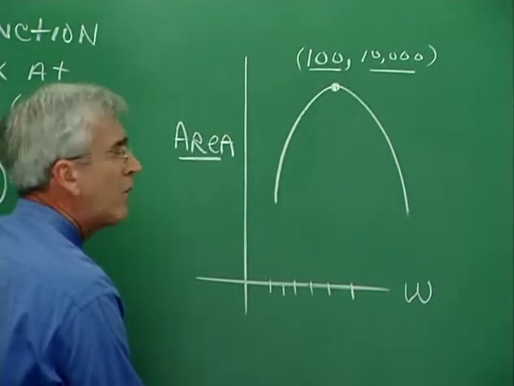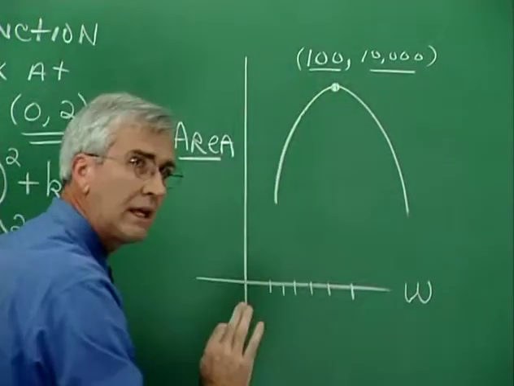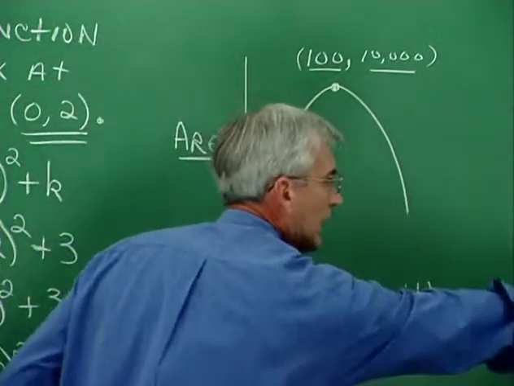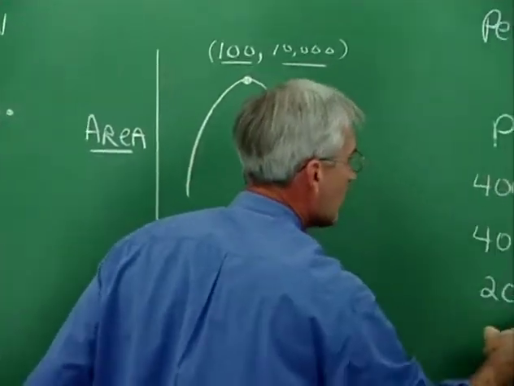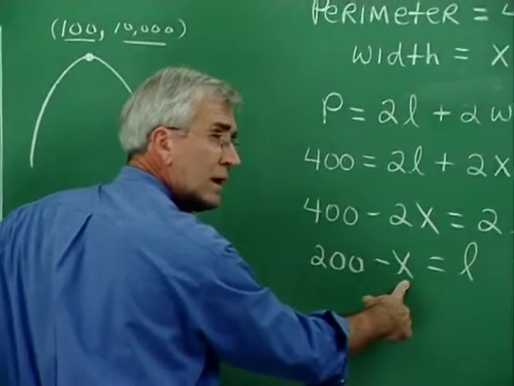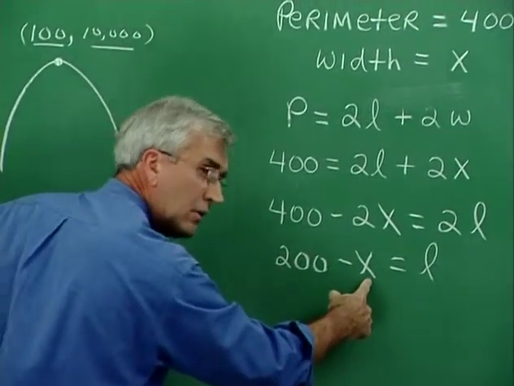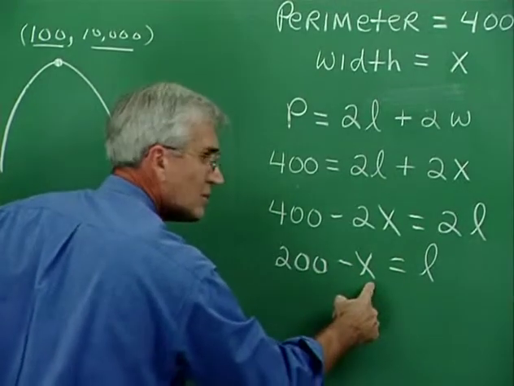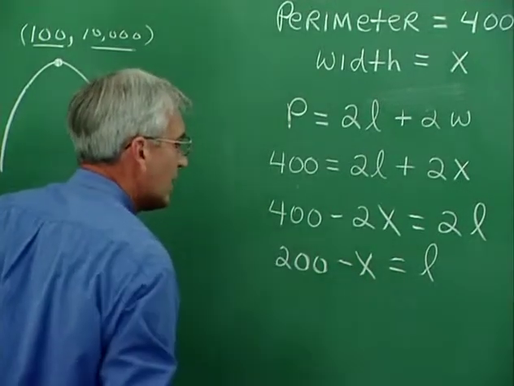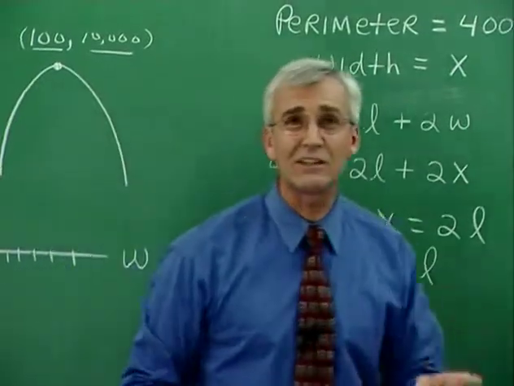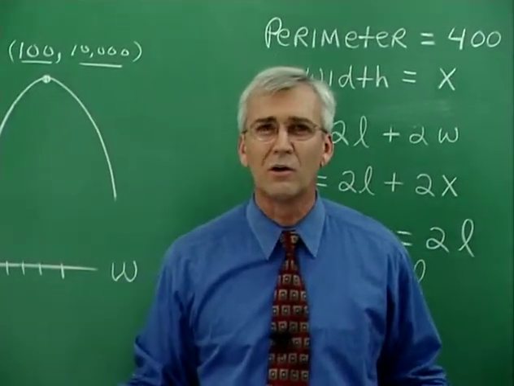Now, we want the dimensions, that is length and width, of this rascal. Well, how can we do that? We know the width is 100. What about the length? Well, let's see. The length we found over here is 200 minus x. X is the width. So if the width of this rascal is 100, we have 200 minus 100. So the length is 100. So the width is 100, the length is 100. It's a square.